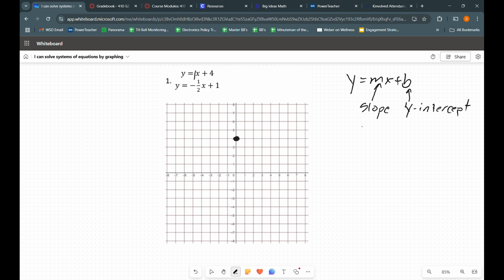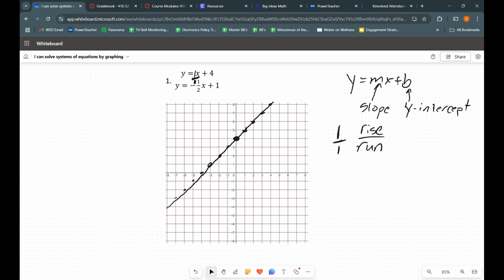Slope is rise over run, and so I want that in fraction form. So we're going to put that as 1 over 1. Now that means I rise 1, or I go up, and I run 1, and I go right. And if I do that from this dot, I go up 1 and right 1 puts me there, up 1 and right 1 puts me there. And if we continue to go on that trajectory, it gives us this line right here.